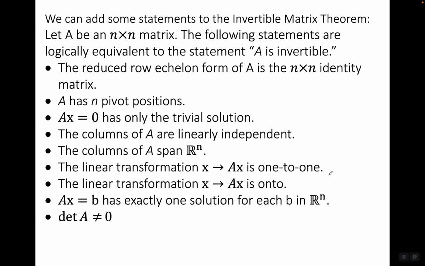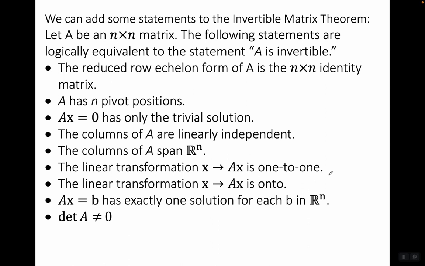We can add some statements to the invertible matrix theorem, that monster theorem that we've been looking at that seems to have 1,000 statements that are logically equivalent. Let A be an n by n matrix. The following statements are logically equivalent to the statement A is invertible. The reduced row echelon form of A is the n by n identity matrix. Okay, we've seen some of these before. We've seen many of these before.